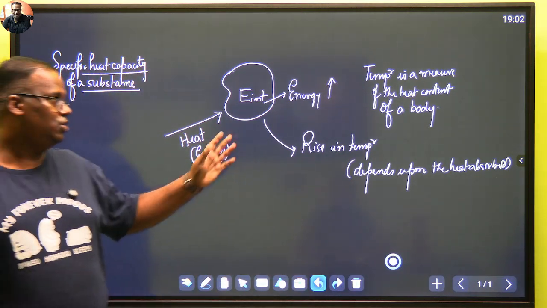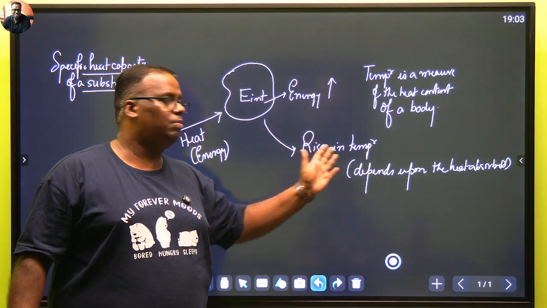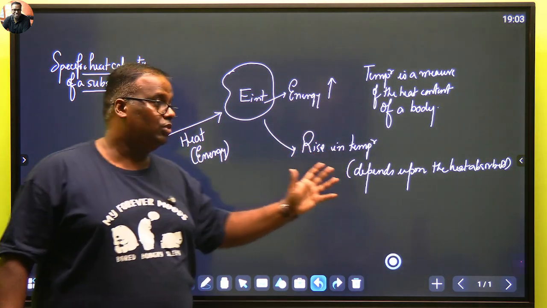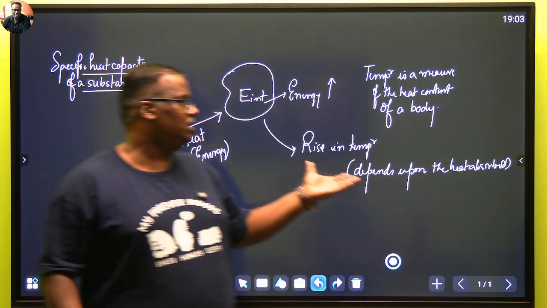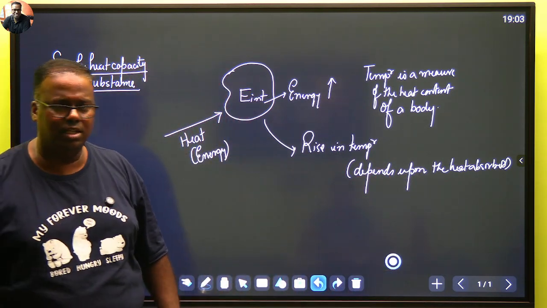That's all. So the energy content goes up. If the energy content goes up, the temperature of the body rises. Now the rise in temperature of the body is dependent upon the amount of heat that the body has absorbed. Let us first understand this thing.